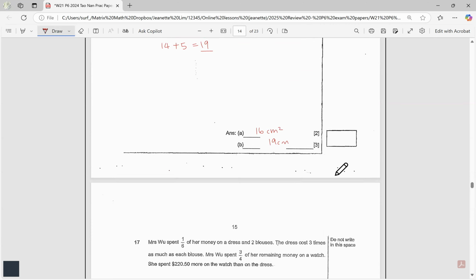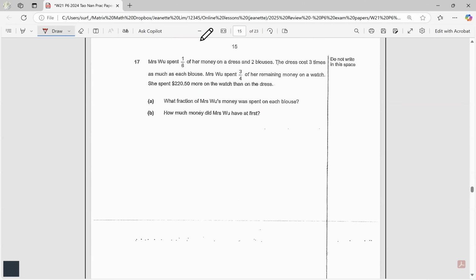Okay, last question, 17. Mrs. Wu spent 1/6 of her money on a dress and 2 blouses. The dress cost 3 times as much as each blouse. Mrs. Wu spent 3/4 of her remaining money on a watch. She spent $220.50 more on the watch than on the dress. So what fraction of her money was spent on each blouse? Okay, let's draw a model first.